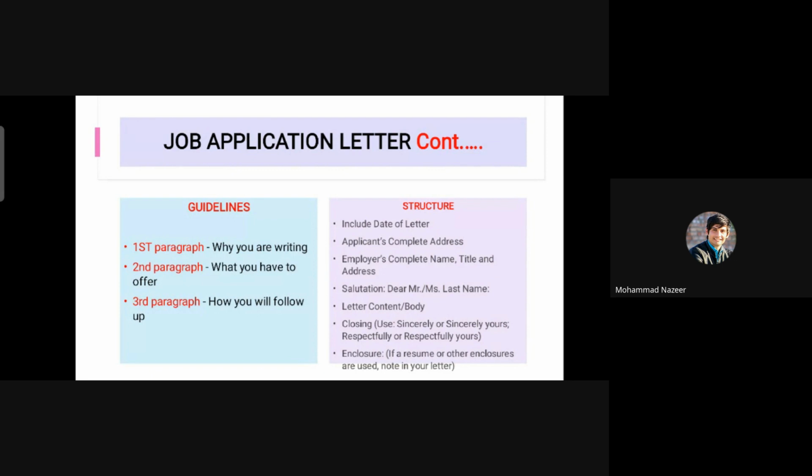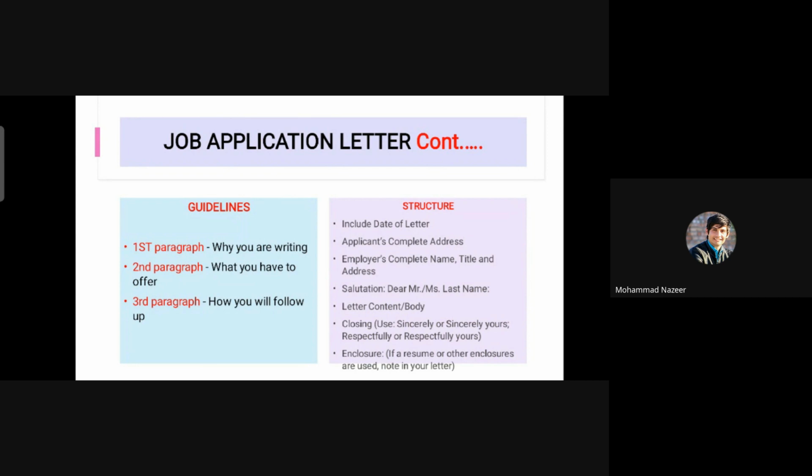Then the second thing which is required is the employer's complete name, title, and address. Then what is required? The salutation. The salutation can be Mr. or Ms. with whatever the last name is. So you have to mention, dear sir, dear ma'am, in this manner you can mention it.